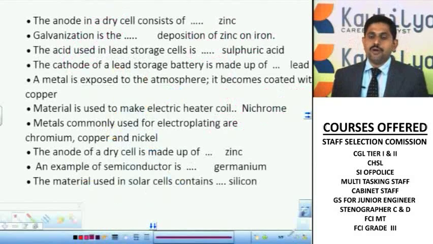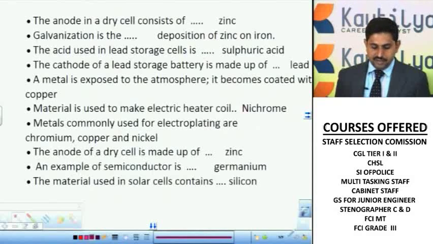Next, some of the important bits which were asked previously in electrochemistry. Let us see what we have discussed or what we have not discussed, and we will cover it in this area.